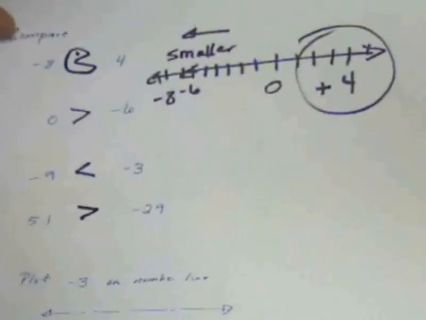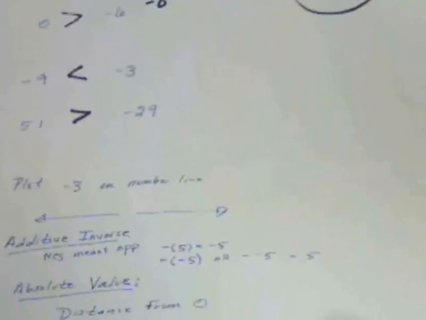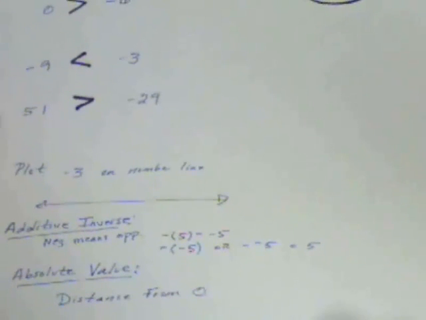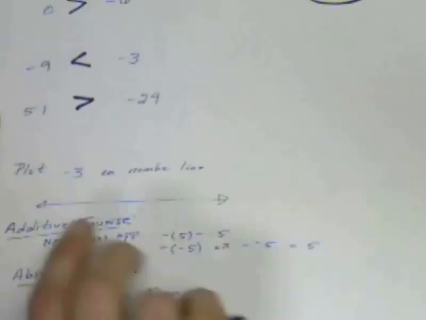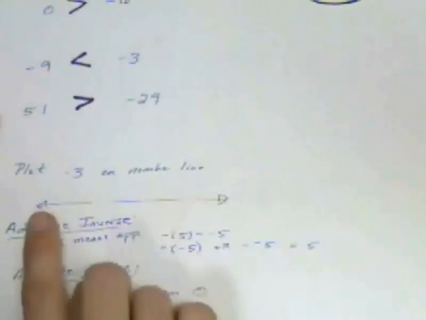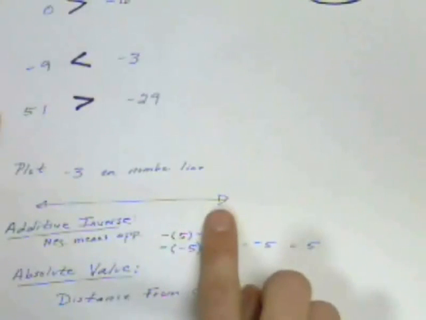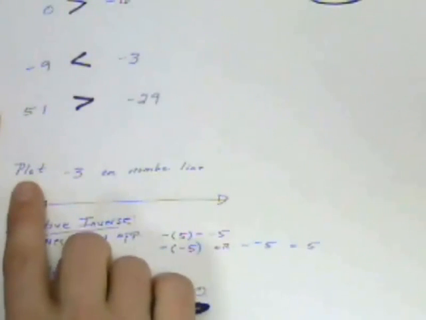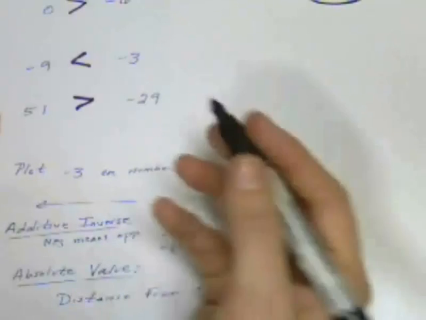If the book were to ask you to plot or to graph, this is what they'd be looking for. Here in this example it says plot -3 on a number line. So I've drawn a blank number line here. Plot basically just means represent it, so we'll put a dot there at the -3 position. So let's label this.